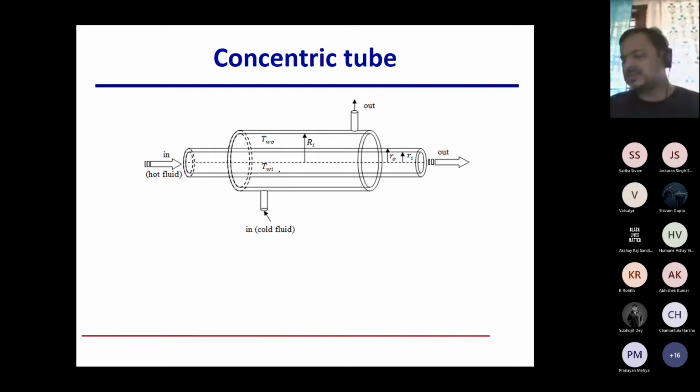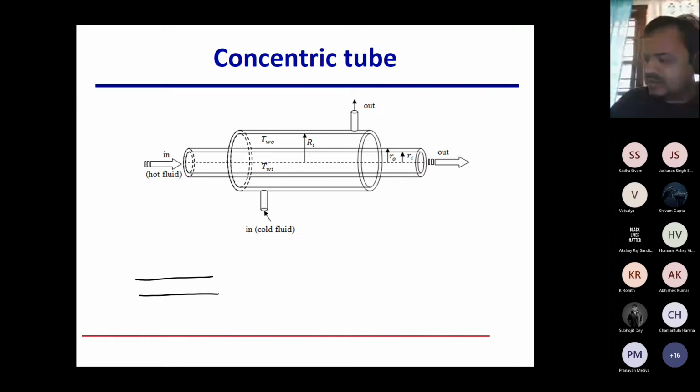Again, what is it? As we discussed, there is one fluid that flows through the center, and another fluid that flows on the outer side, in the outer tube, while one flows in the inner tube. And there is heat transfer through the wall of the inner tube. So many times we write it like this. This is the inner tube.